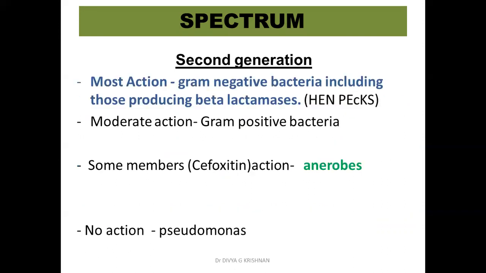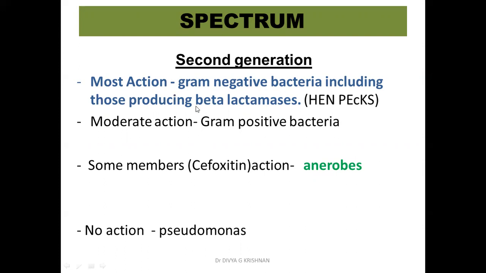Second generation, the most action is on the gram-negative bacteria, including those producing beta-lactamases. So you will remember all these HENPEKS. What is not there is Pseudomonas. So for gram-negative, everything is there, including the ones which are producing beta-lactamases.